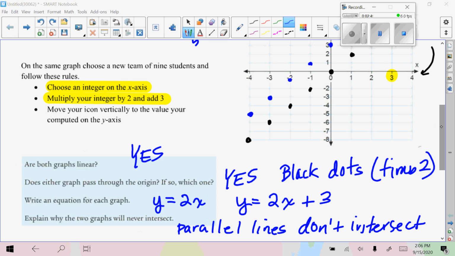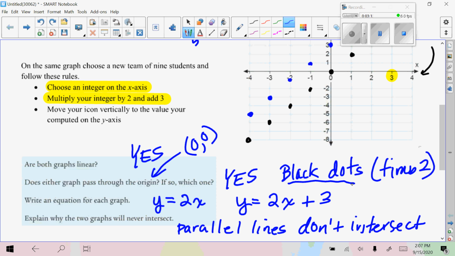All right, so are they both linear? That means, do they line up in a straight line? For sure, yes. Does either graph pass through the origin? Origin is the point 0, 0. You might want to write that in if you forgot that. And yeah, the black one does. The black dots go through the origin, the one where we're just doing times 2.